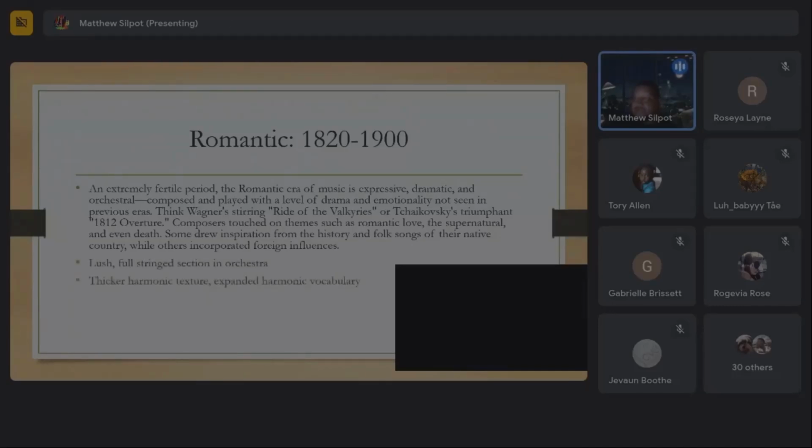And for the Romantic period, we have lush, full string section, thicker harmonic texture, expanded harmonic library, expressive use of voice. So a lot of what we know as music theater, we knew as opera then, everything was sung, right? So expressive use of the voice accompanied by piano or orchestra.